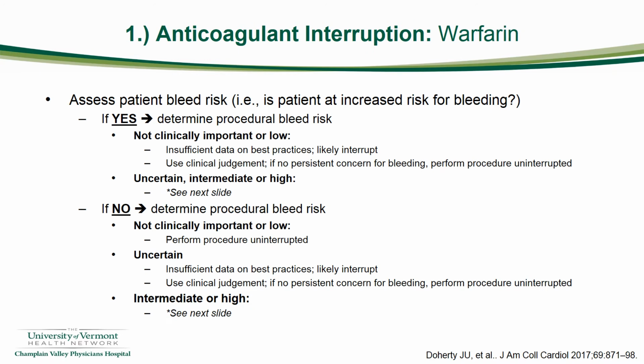So now we'll go ahead and move on and talk about anticoagulant interruption as it relates to warfarin therapy. Like our DOACs, the very first step is assessing patient bleed risk, so determining whether or not they're at an increased risk for bleeding. The next step, whether or not the patient is at an increased risk of bleeding, is going to be to assess the procedural bleed risk. We look at procedural bleed risk if it is not clinically important or if it's a low procedural bleed risk.